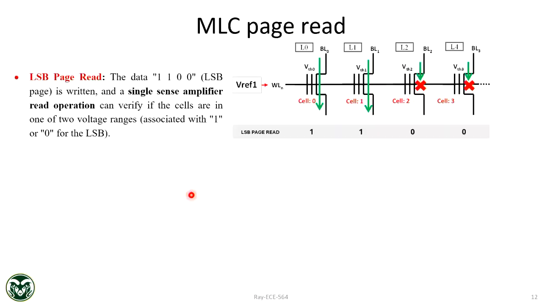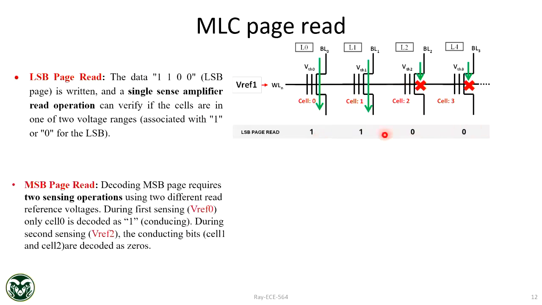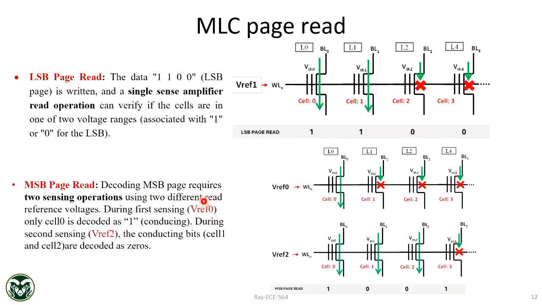Okay, now how will you read? For read, again, as I said, you first apply 1 reference. For LSB read, you just need 1 reference, VREF. Whoever is conducting, you put them as 1. Whoever is not conducting, you put 0. For MSB read, decoding will take 2 steps. First, you apply VREF 0 and see who is conducting; that is already 1. Who is not conducting, for that you apply another VREF and see who is now conducting, that will be 1 and others will be 0. So it will happen step by step.